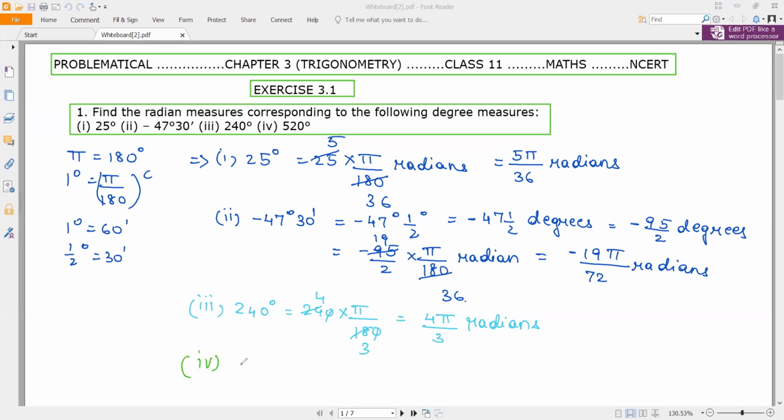Fourth, 520 degrees. 520 into pi upon 180. The 0 gets cancelled, and we get 26 pi upon 9 radians.